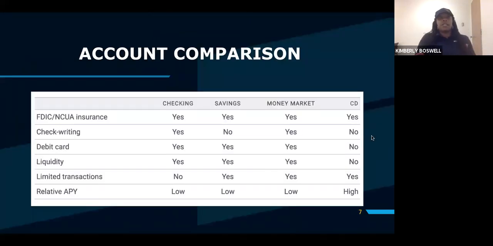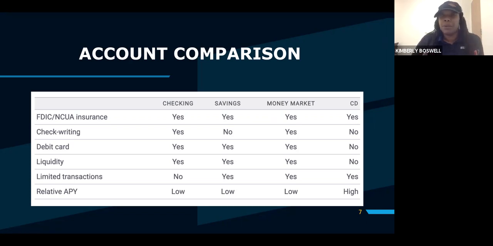All right. So just a little comparison of the savings, checking, and the money market accounts. So I was asked before if savings and checkings are FDIC insured. They are, or NCUA insured. So are money market accounts. But the CD, which is your certificate of deposit, is not, right?